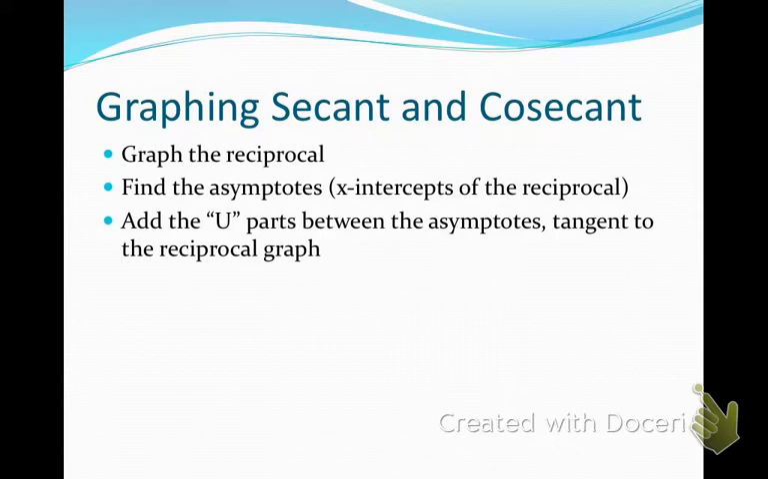To graph it, we're going to graph the reciprocal. So if we're looking at secant, that's cosine, and if we're looking at cosecant, that's sine. Then you're going to plot in your asymptotes, and that will be anywhere there's an x-intercept in the reciprocal. And then we're going to get these U parts of the graph, the 2 down to 1, back up to 2 parts. And they're going to fit in between the asymptotes.